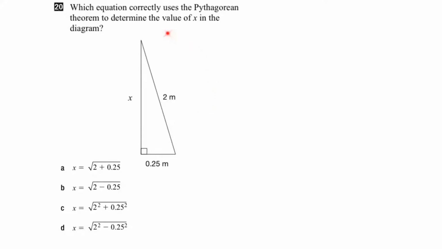In this question, we're given the diagram of a right triangle, the right part meaning that there's a 90-degree angle in it. And we're asked to determine which of these equations correctly shows the relationship between the sides of the right triangle.